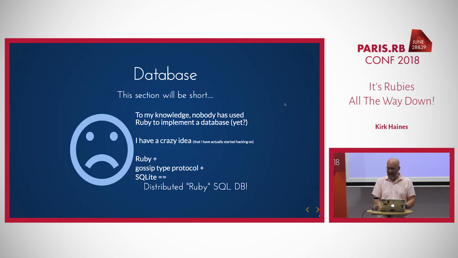Now, one area that I haven't found any Ruby implementations of is an actual database. I found that nobody's actually tried to implement a database in Ruby. I'm playing with kind of a crazy idea to combine Ruby plus SQLite plus a gossip protocol to create a distributed SQL database. We'll see if it pans out or not, but nobody else has tried anything like this, so it's kind of a fun experiment.